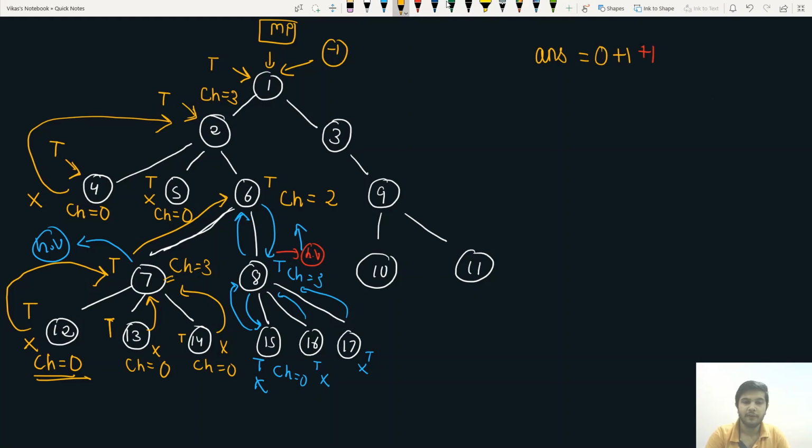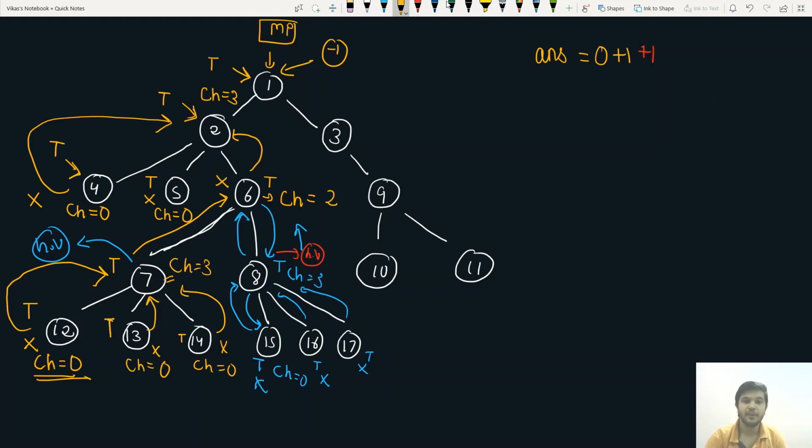Now when we have completed all the children of 6, we are going to fall back to 2. Now 6 has only 2 children, but 2 has 3 children. That means 6 is also not a happy vertex.